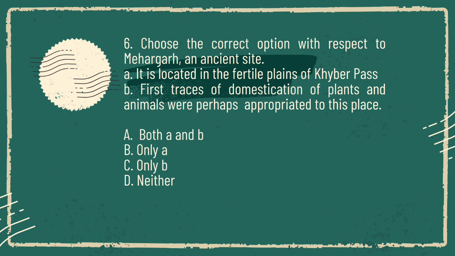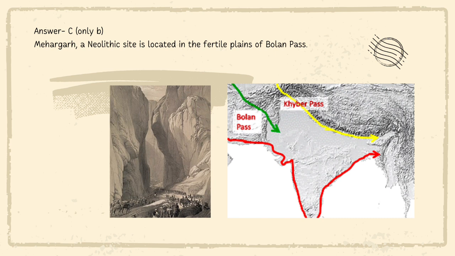6th question, the correct option with respect to Mehrgarh, it's an ancient site. A is it's located in the fertile plains of Khyber Pass, and B is the first traces of domestication of plants and animals were perhaps appropriated to this place. Now if you saw the discussion of the previous question, I had also told कि मेहरगढ़ के बारे में हमें पता चलता है जब हमें Suleiman ranges में 8,000 years ago में मिलता है. मेहरगढ़ वहीं पर है. But now the question is whether the first statement is correct or not. So the answer to this question is C, only B is correct, because Mehrgarh, a Neolithic site, is located in the fertile plains of Bolan Pass. And yes, definitely you find the traces of domestication of plants and animals in this place. The Suleiman Kirthar ranges का ही region है ये.